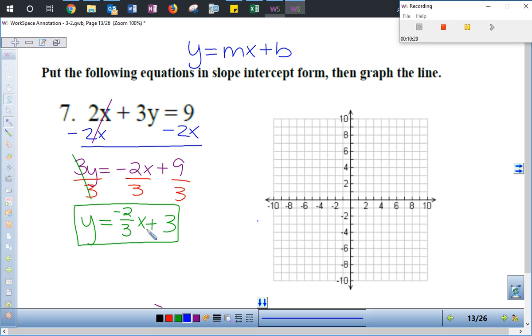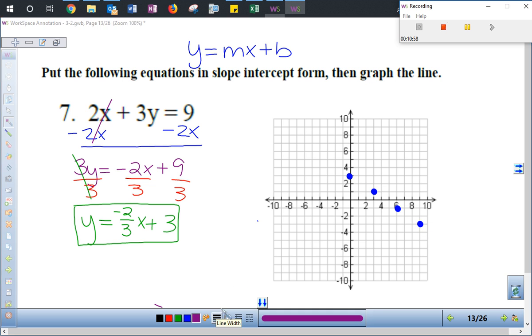Now I can graph my equation. I want to start with the y-intercept, which is positive 3. Oh, let me make it bigger. Positive 3. And then I have a slope of negative 2 over 3. So I'm going to go down 2, right 3. Down 2, right 3.